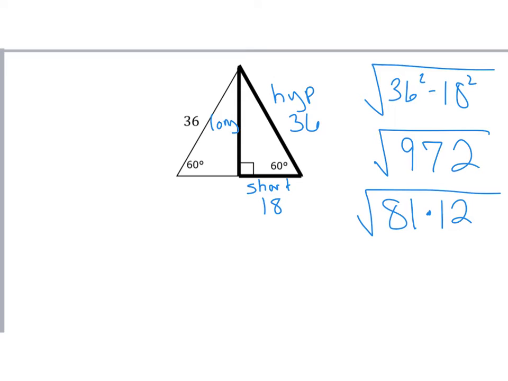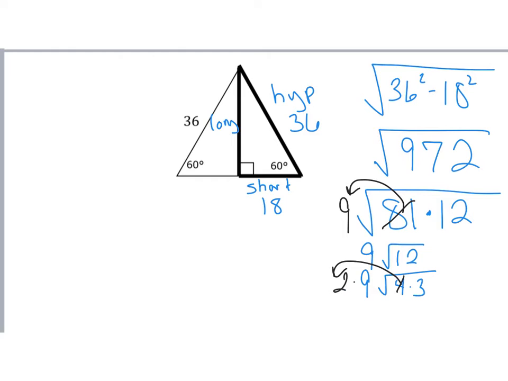When the 81 comes out, what does it become? 9. 9 square roots of 12. Check the 12. Can that be simplified? Yes. What times what? 3 times 4. And then you bring it out, so then it's 18 radical. So this comes out as a 2. So it's what? 18 radical 3, or 18 square roots of 3.